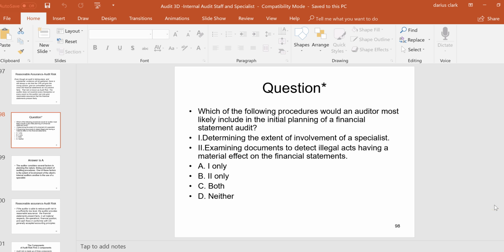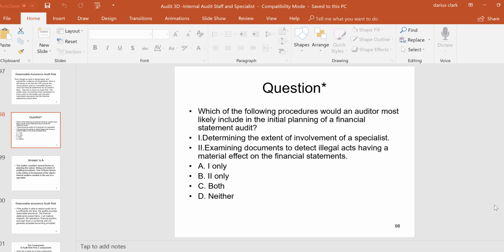So we know on the audit exam, they're always asking these kind of puzzle questions, and they'll say, which of the following procedures would an auditor most likely include in the planning of a financial statement audit? One says determining the extent of involvement of a specialist. Yeah, we'll do that. We'll determine the involvement of a specialist in the planning stage. So that choice answers the question. Number two says examine documents to detect illegal acts having a material effect on the financial statements. We're going to do that too in the audit, but we're not going to do it in the planning stage.